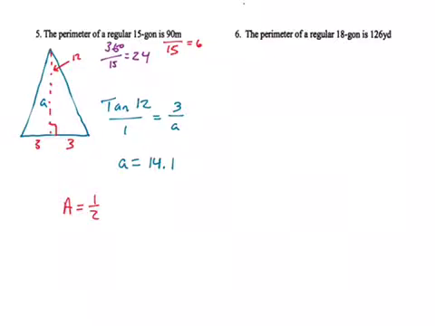And so now that we know what our apothem is, we can set up our area formula because they found the perimeter for us already. So we take 1/2 the apothem times the perimeter, which they told us was 90. And we'll go ahead and multiply all this out. And we should get that our area is 634.5 meters squared.